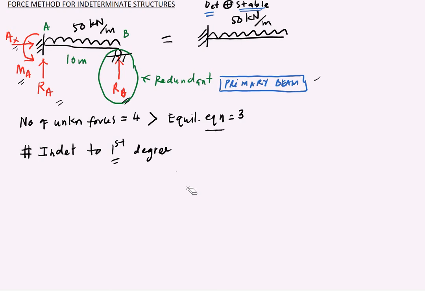I also need to mention that the number of redundant forces will be determined by the degree of indeterminacy. In this case, because it's indeterminate to the first degree, we need to remove one redundant to make our structure determinate. If our structure is indeterminate to the second degree, you need to remove two redundant reactions. Okay, I hope it is clear. So again, let me just rub this off.